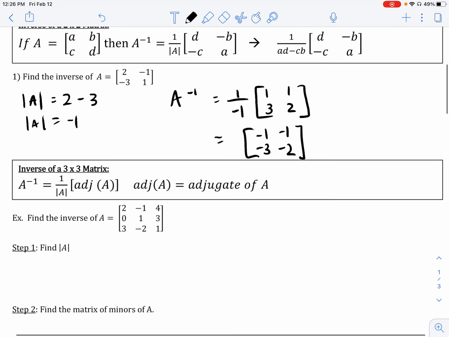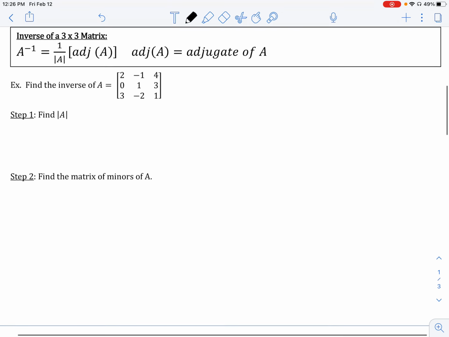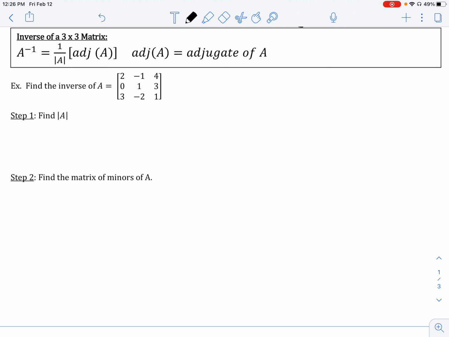Now, what about when we get to a 3 by 3 matrix? And look, I'm not going to sugarcoat it. This is going to look like a bit of work because it is. But just follow along, follow the steps, and I think once you get the structure down, you'll be able to do a few more without any real difficulty. And honestly, once we do them, most of the times in practice, we'll use a graphing calculator for this.